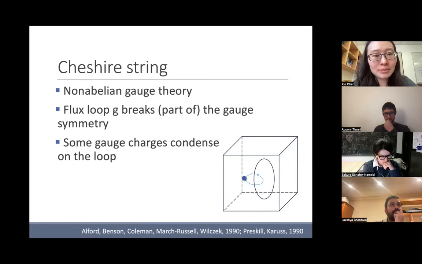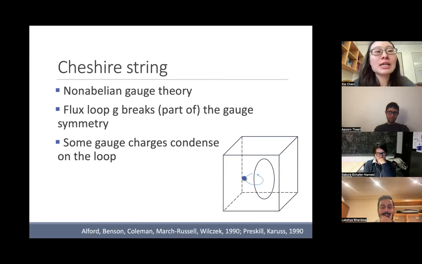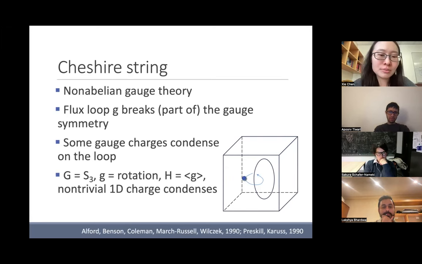And because of that, each such flux loop is naturally Cheshire, in the sense that some of the gauge charges will condense on the loop, in particular the gauge charges that transform non-trivially under the part of the symmetry that gets broken. For example, if we have the simplest S3 group, the smallest non-abelian group, and if we take the rotation and try to make a flux loop out of that, of course we know that the flux loop is labeled by the conjugacy class, which contains two elements, and that exactly corresponds to this degeneracy induced by the charge condensate. So this is all part of the same story for non-abelian gauge theory, that flux loops are automatically Cheshire.